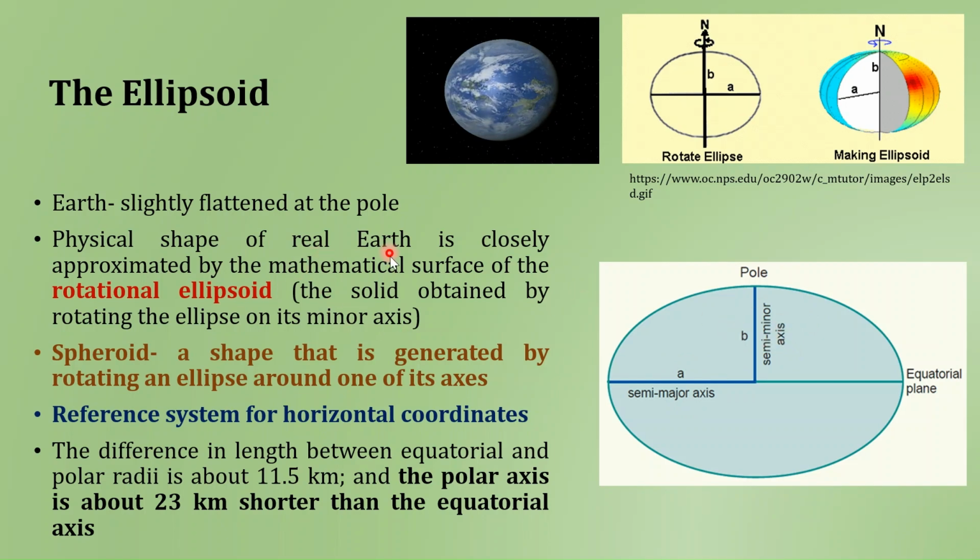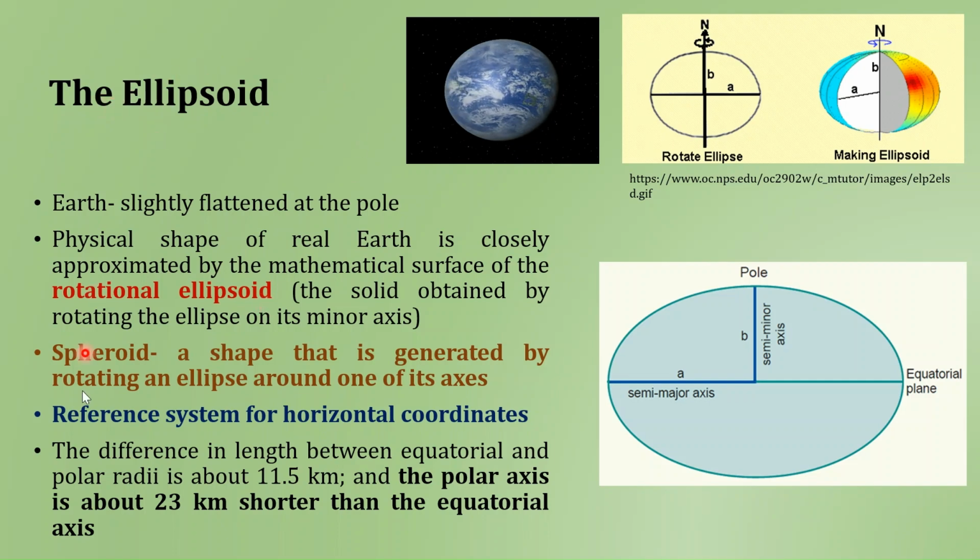And the physical shape of the real earth is closely approximated by the mathematical surface of the rotational ellipsoid. So if we rotate this ellipse on its minor axis, we get the ellipsoid. This rotational ellipsoid is the solid which is obtained by rotating the ellipse on its minor axis. And we also use the term spheroid. It is the shape that is generated by rotating an ellipse around one of its axes. So the term spheroid is used for the rotational ellipsoid.